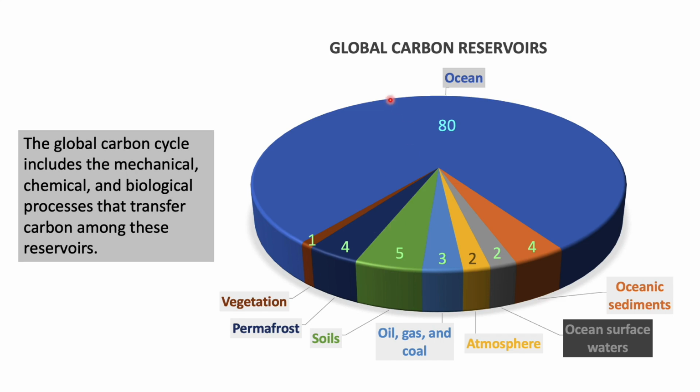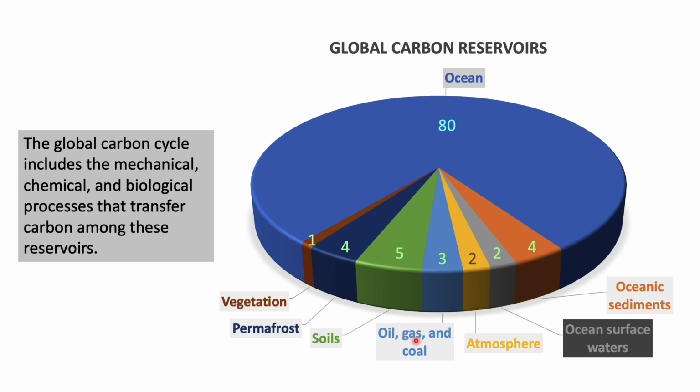And when we look at the bigger global carbon reservoirs, the global carbon cycle includes mechanical, chemical and biological processes that transfer carbon among these reservoirs. So maybe the ocean is the biggest one. We have seen 80% of the carbon is stored in the ocean. And there are other places. Some of the carbon can be sent to the ocean sediments or to the ocean surface waters, and it may be released to the atmosphere.